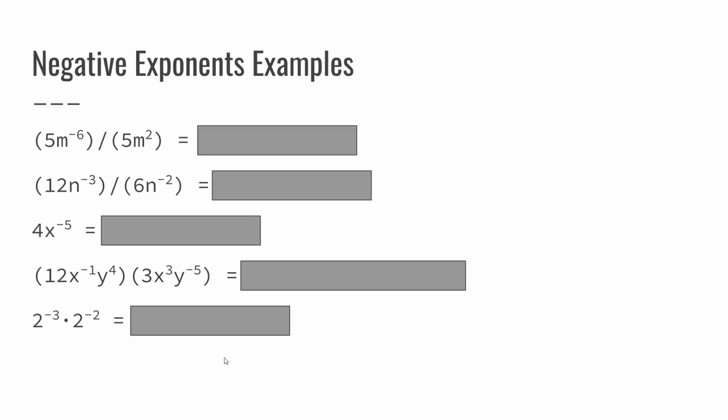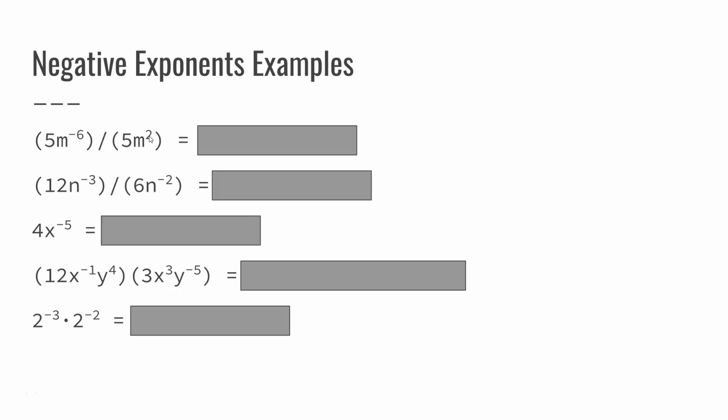So let's look at some examples where we actually are going to have to move some stuff. So first here, there are a few different answers that you could get for this, but we have 5 divided by 5, which is technically 5 to the 0 power, but we talked about this. Anything to the 0 power is actually 1. So 5 divided by 5 is 1, and then m to the negative 6 divided by m to the second power. Negative 6 minus 2 is negative 8.